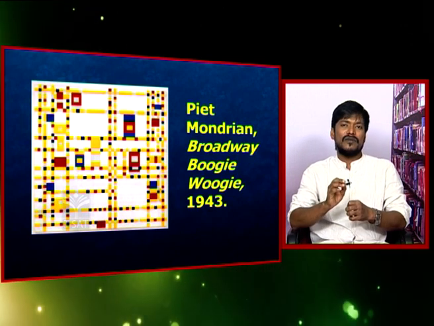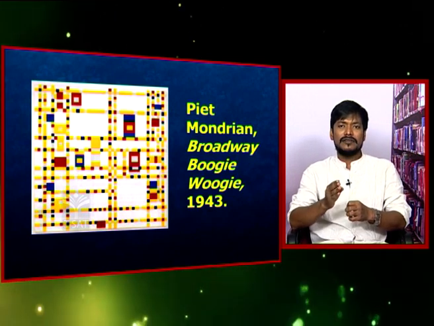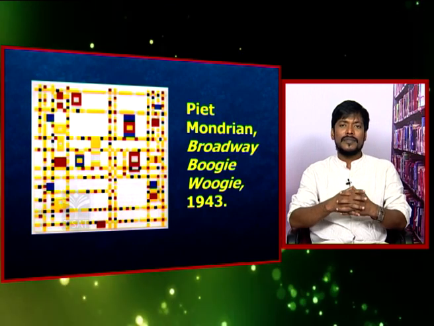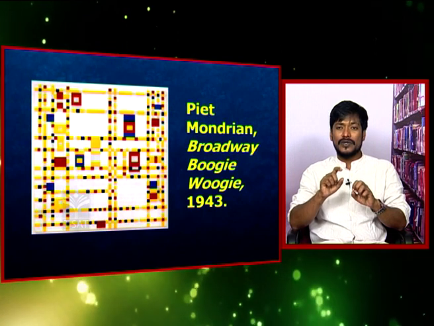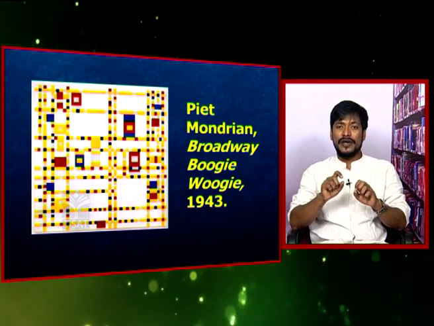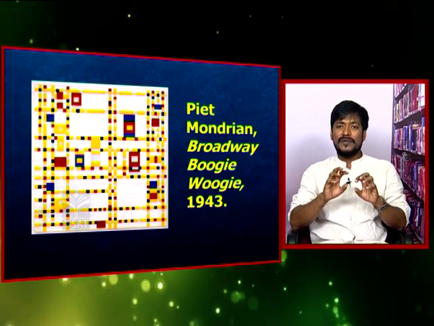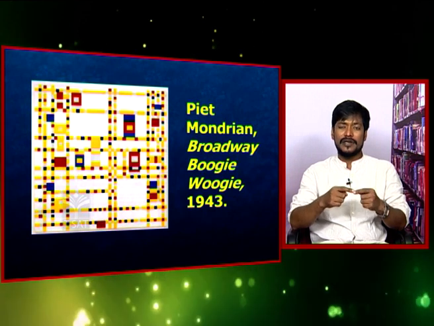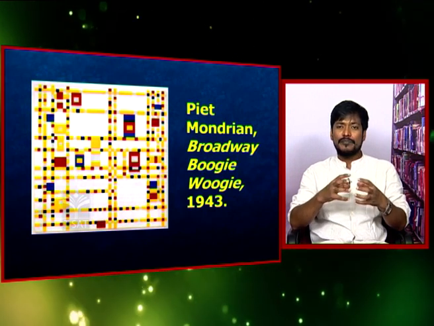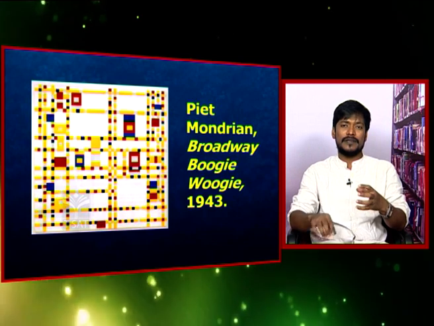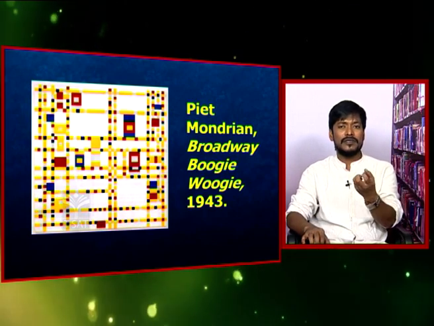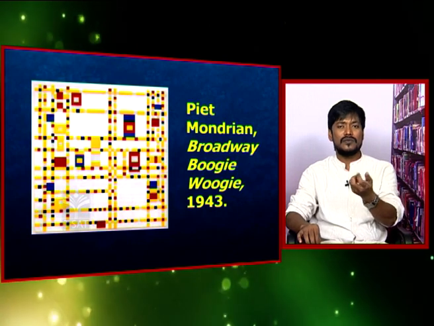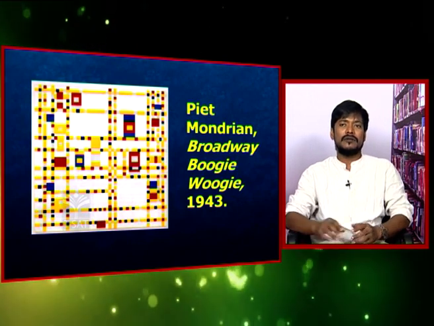Basic elements of representation, where you can see lines, horizontal, rectangular, square shapes, squares, and different colors, but these colors are primary colors, right? So this is the pure stage of painting. He reduced everything and then brought painting to this pure stage. So this is one kind of abstraction we can see in Mondrian.